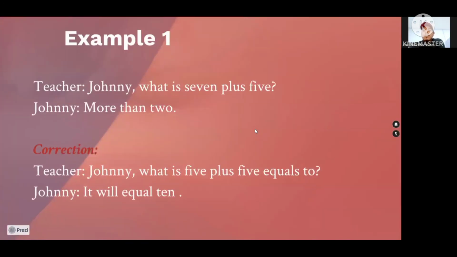An example would be the teacher asking, Johnny, what is 7 plus 5? Johnny replies by saying more than 2. Then the correction is that the teacher should say, Johnny, what is 5 plus 5 equals to? Johnny would say it will equal 10. It's being precise. You're asking a precise question, and the person needs to be accurate in order to be correct in their answer.